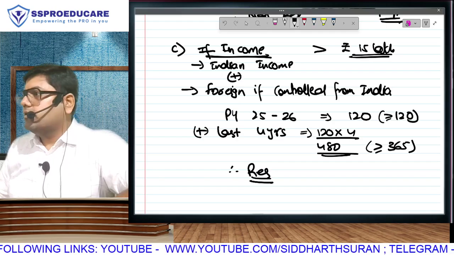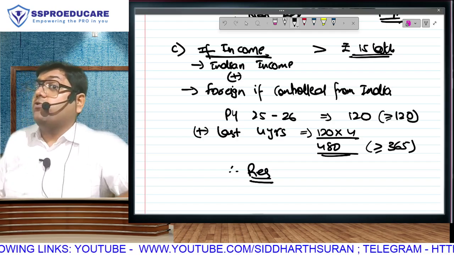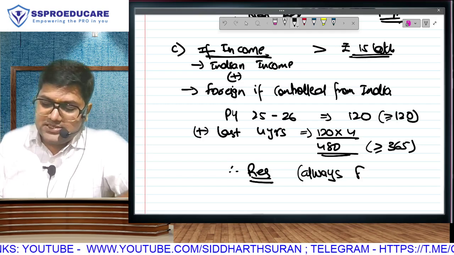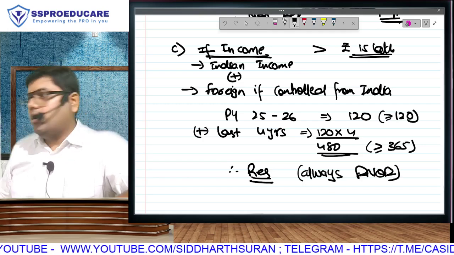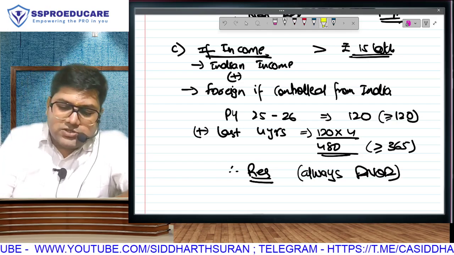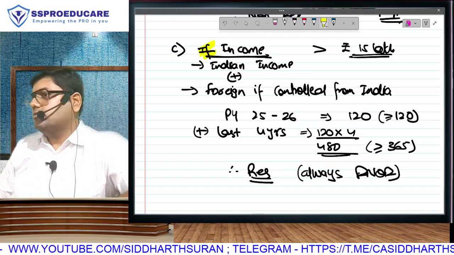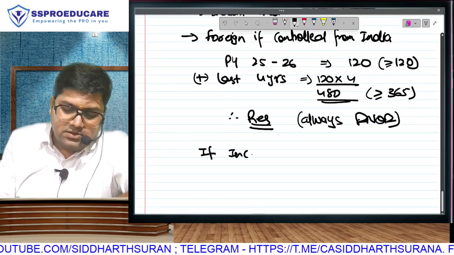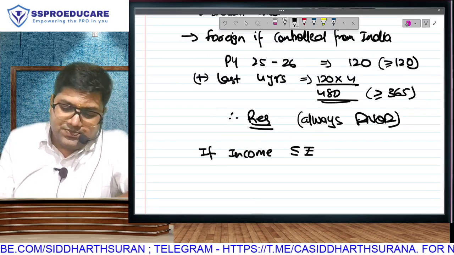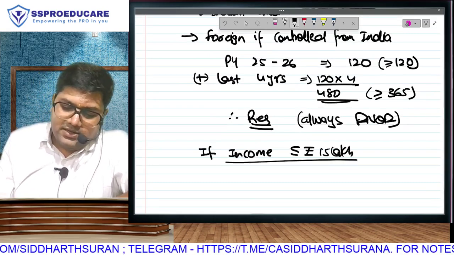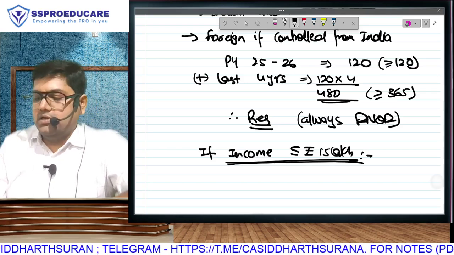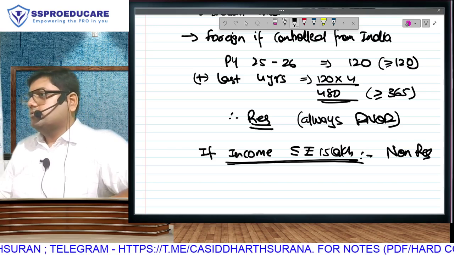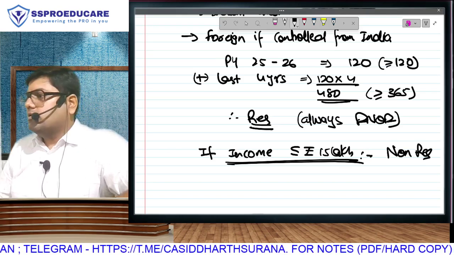Correct? And do we know that these people whom we deem resident because of 15 lakh are always considered as RNOR? And that answer was also on this assumption. Which assumption? That means, in case the income does not exceed rupees 15 lakh, then 120 also is of no use. Our answer again will become non-resident. You understood all the three parts here?